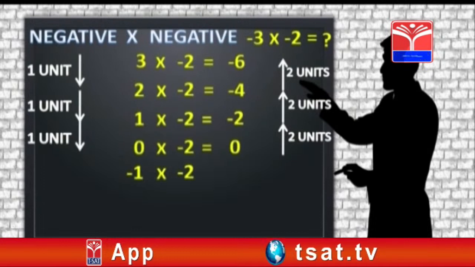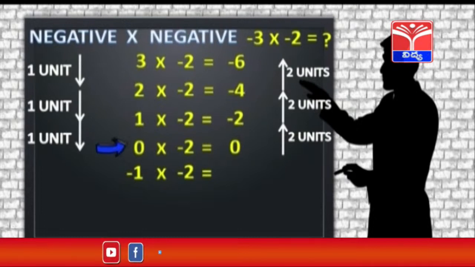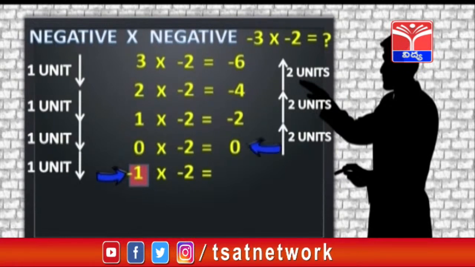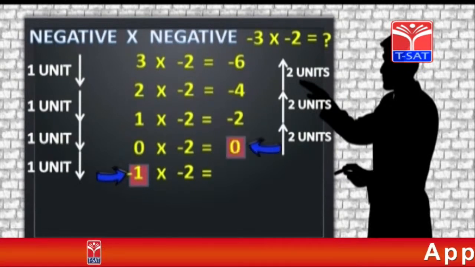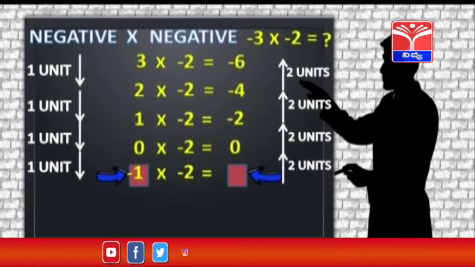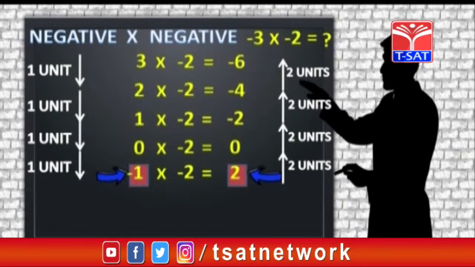Now after 0 we go to the negative numbers, -1 times -2. This is the product of negative into negative. How much should we get? For this again we follow the pattern. On the left side the value is decreased by 1 unit again, and consequently on the right side also the value should increase by 2 units, we should follow the previous pattern. The value should increase by 2 units, thus the answer should be 2.